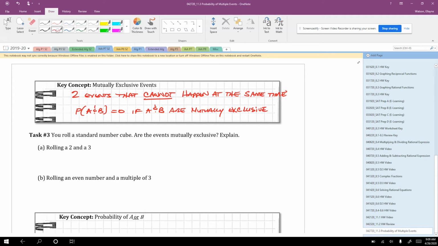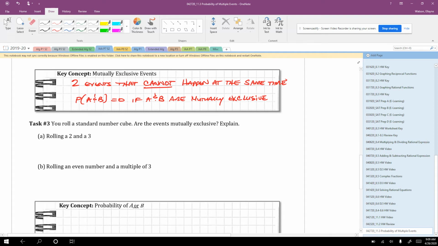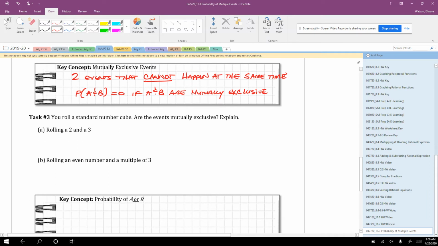Okay, so let's look at a couple examples here. It says task 3, you roll a standard number cube. Are the events mutually exclusive? So you have 1 cube, can you roll a 2 and a 3? You cannot. So yes, mutually exclusive. Because you can't roll a 2 and a 3 at the same time. You only have 1 cube.